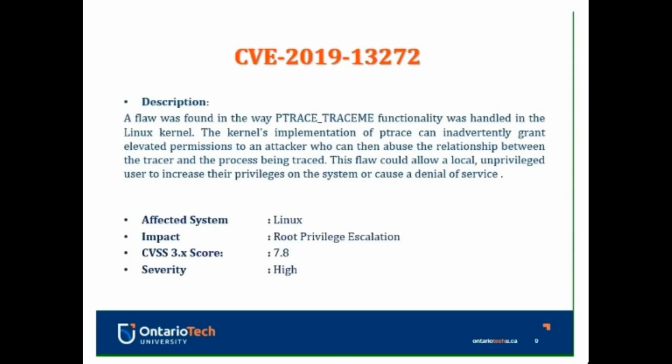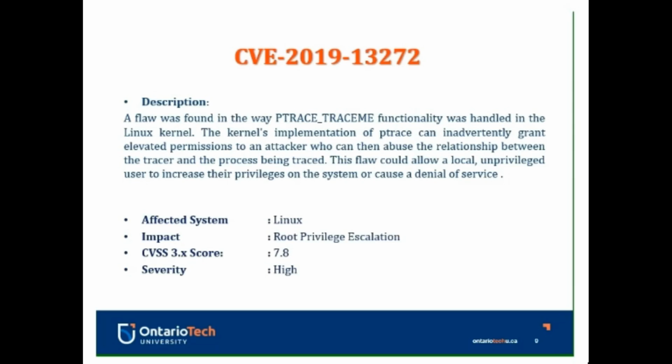Hello everyone, this is Sharmila, and I'll be talking about the vulnerability which was found in all the Linux kernel versions below 5.1.17. The CVE ID for this vulnerability is CVE-2019-13272. A flaw was found in the way that the ptrace TRACEME functionality was handled in the Linux kernel. The kernel's implementation of ptrace can grant all the permissions to an attacker who can then misuse the relationship between the tracer and the process being traced.